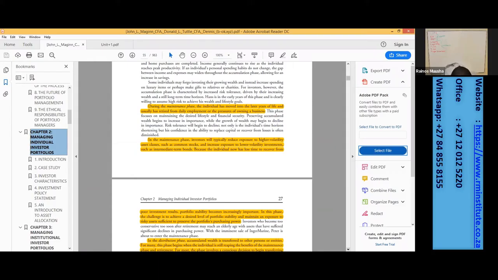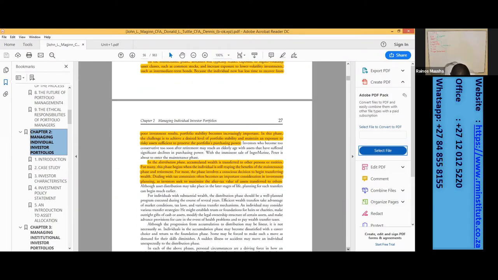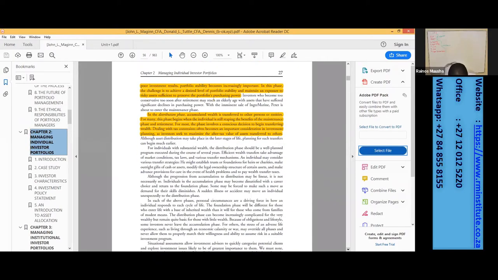So because the individual now has less time to recover from poor investment results, portfolio stability becomes increasingly important. So in this phase, the challenge is to achieve a desired level of portfolio stability and maintain an exposure to risky investments sufficient to preserve the portfolio's purchasing power.